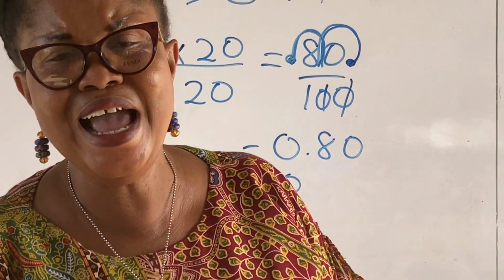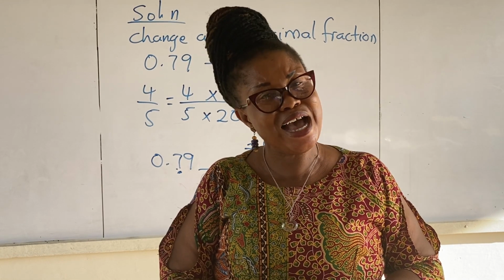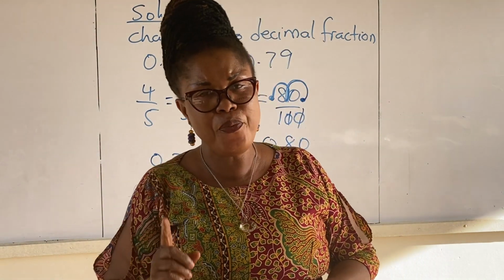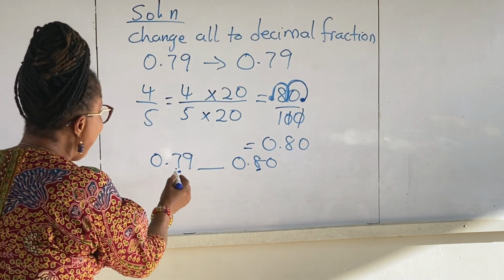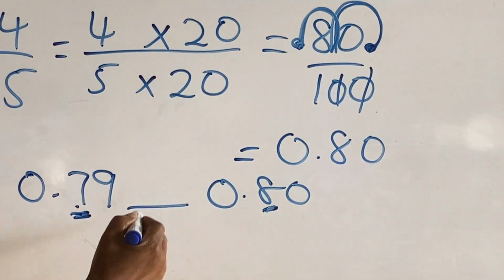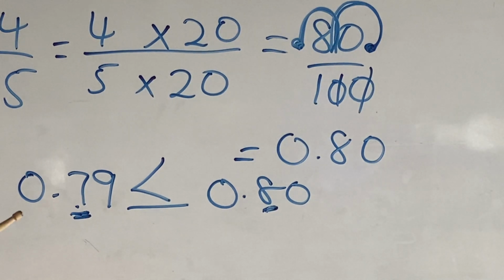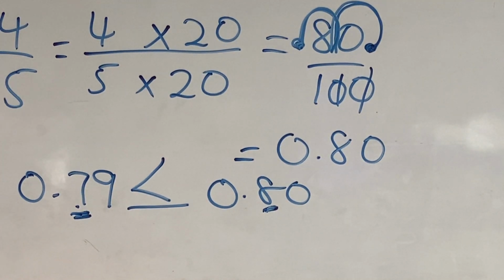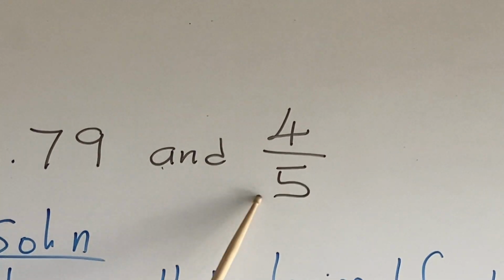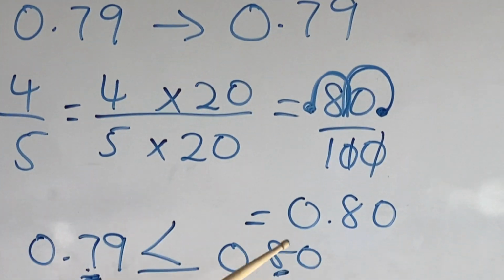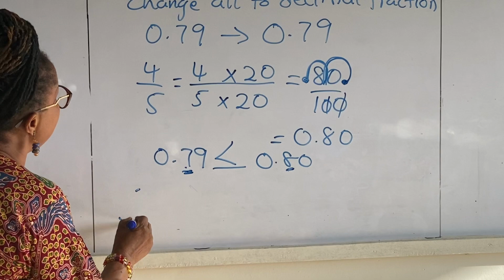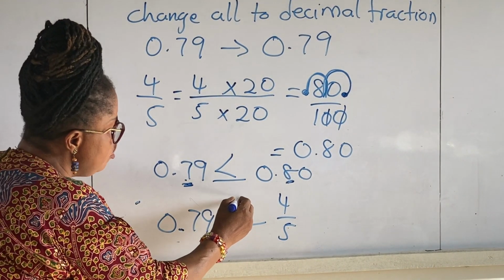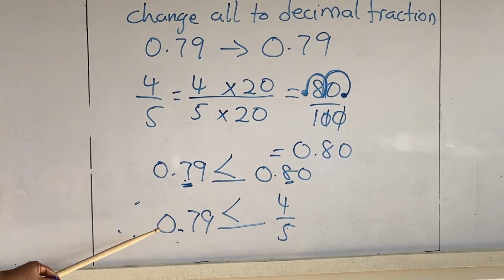And remember, we learned how to use our symbols, greater than and less than. We said in our last tutorials that the closed end faces the smaller number and the open end faces the bigger number. So when you compare 7 and 8, 7 is smaller than 8, so the closed end will face 7, meaning that 0.79 is smaller than 0.80. But this is not the question that we were given. The question given was 0.79 and 4/5. And we know 4/5 is the same as 0.80. So therefore, 0.79 and 4/5, which is the same as this, you put in your arrow. The closed end will face the open end.